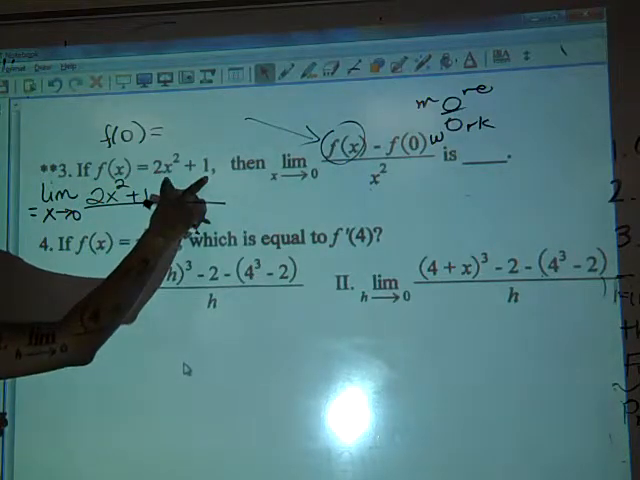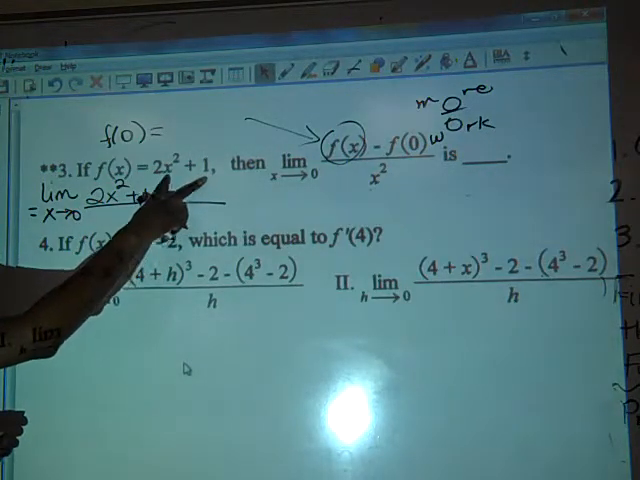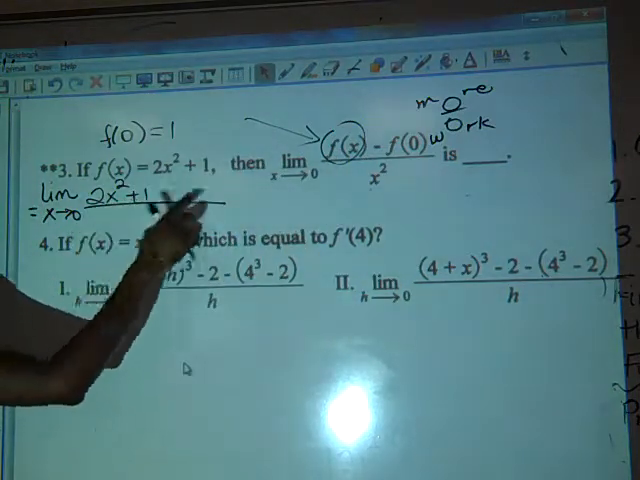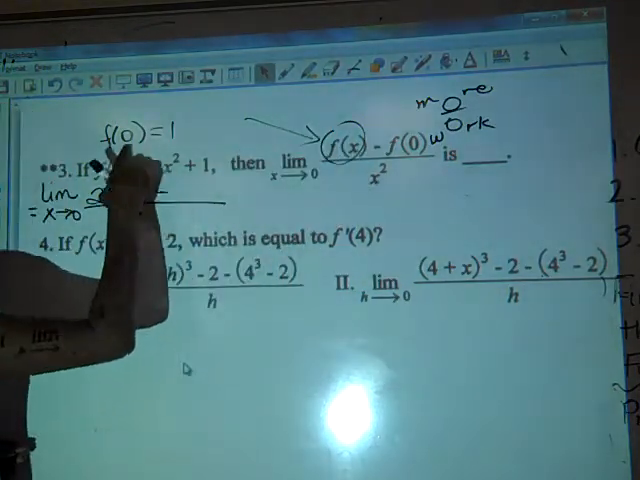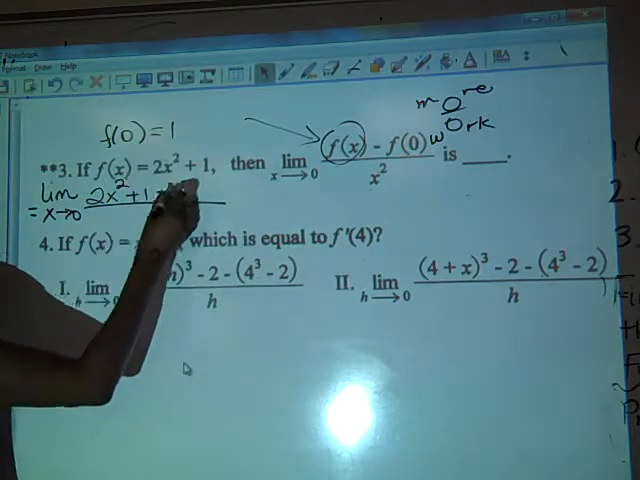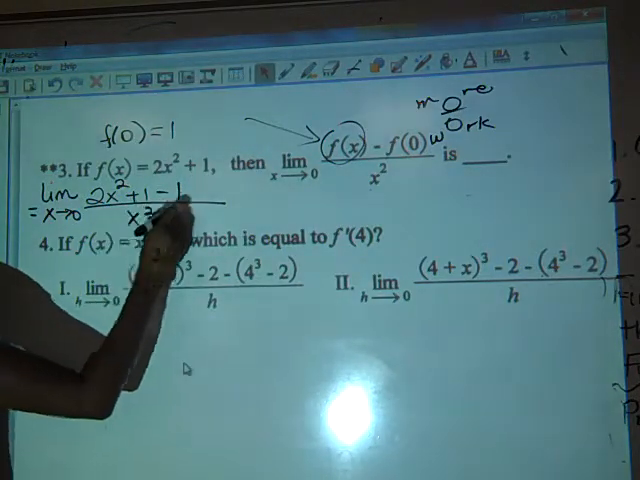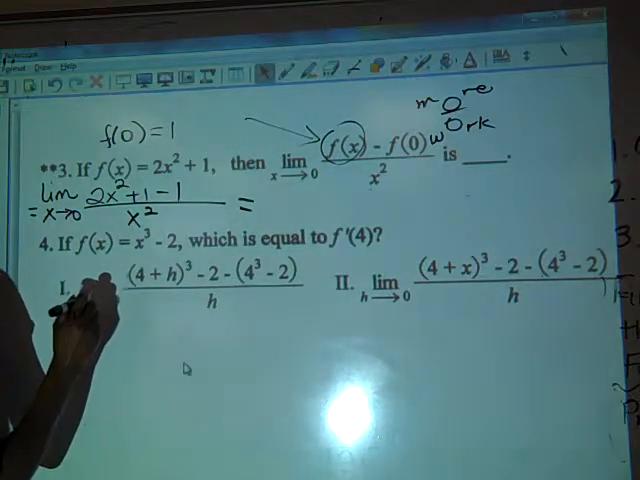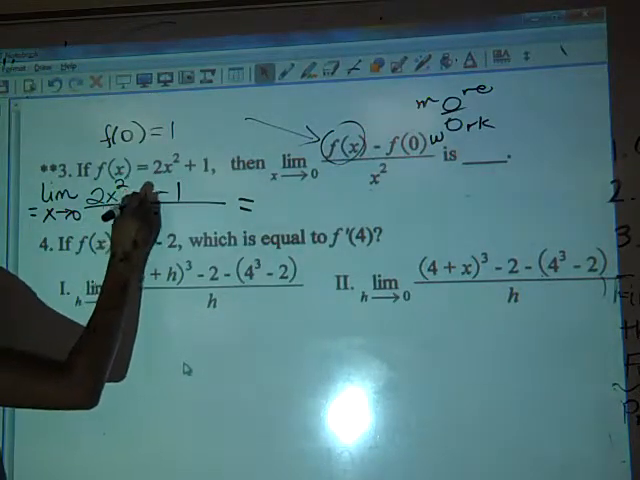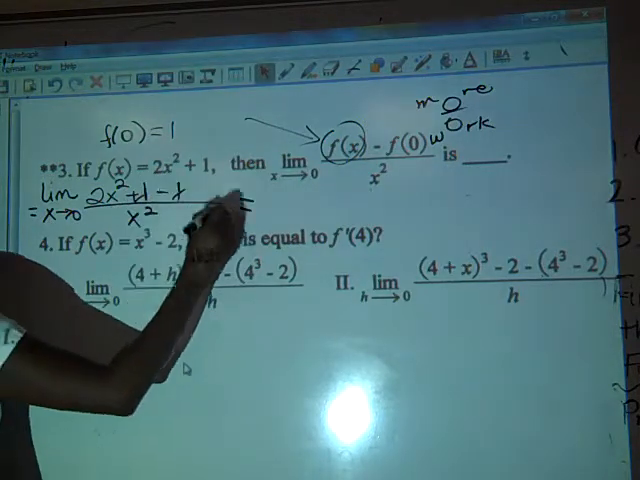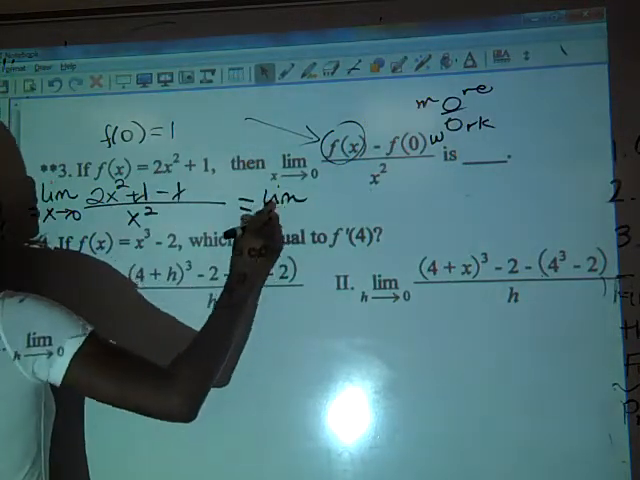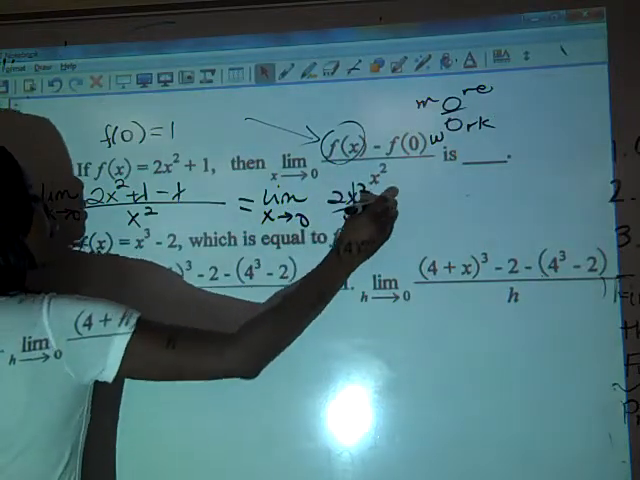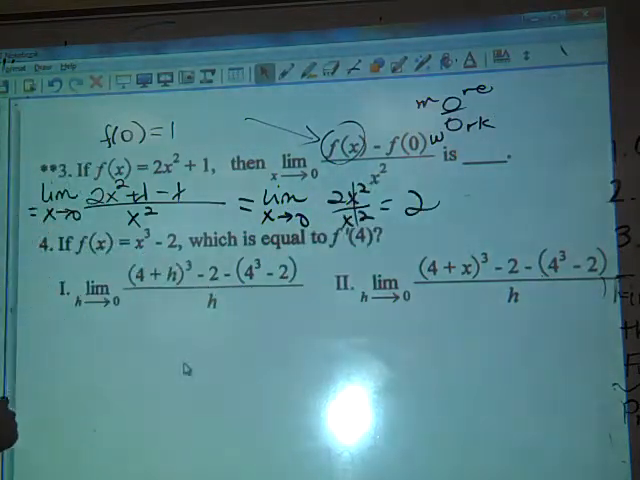If that's f of x, I'm going to get 0 when I put a 0 in. I get a 1. So f of x, I just put the function there. That's what it is, minus f of 0. What is f of 0? That is just 1 all over x squared. What can we get rid of? We're going to have 2 at the end, right? We will have 2 at the end. You're a step ahead of me. We get rid of the 1s, and we have the limit as x goes to 0 of 2x squared over x squared. We are left with 2.